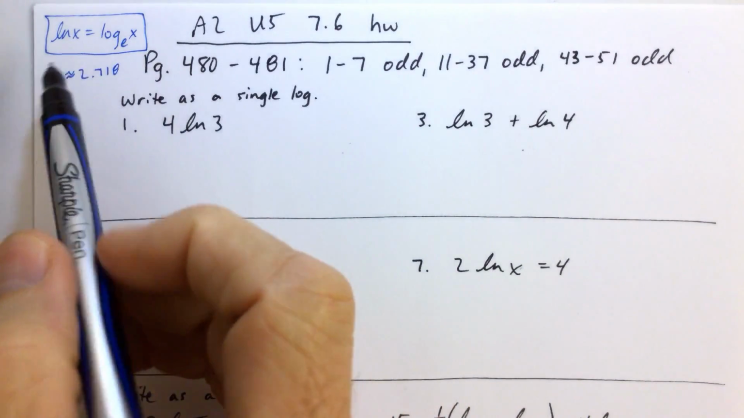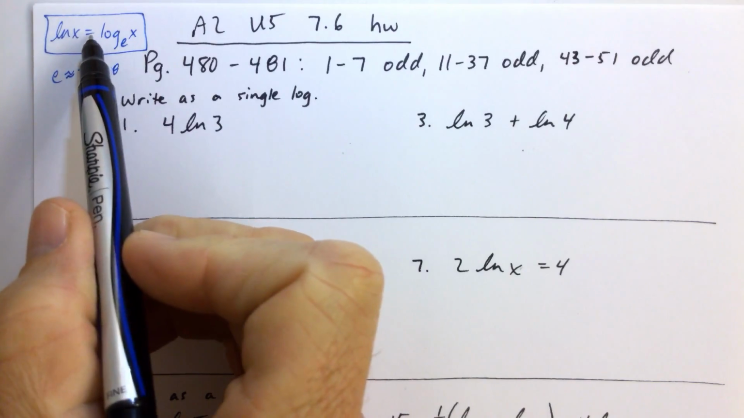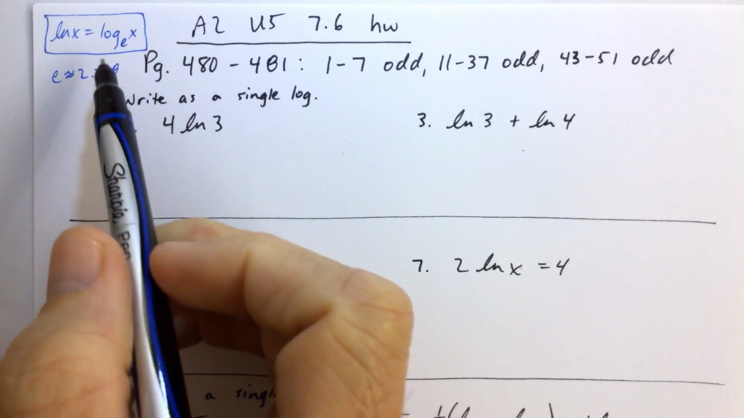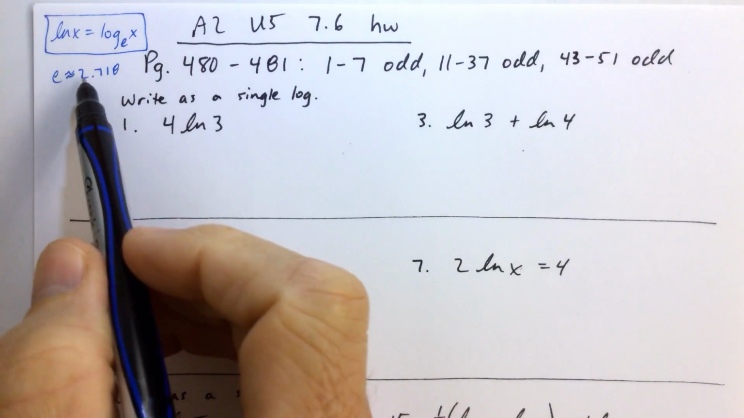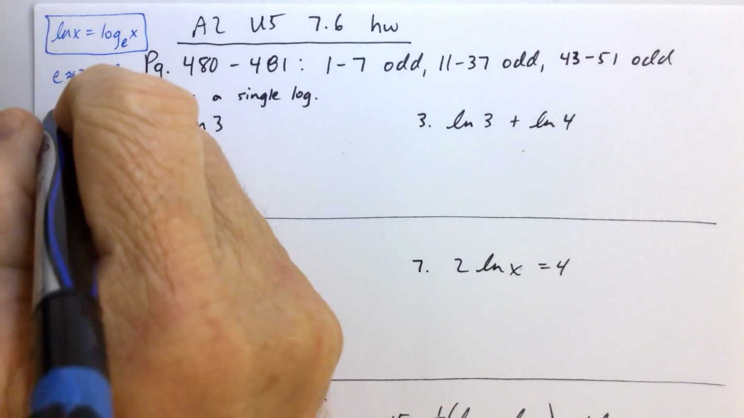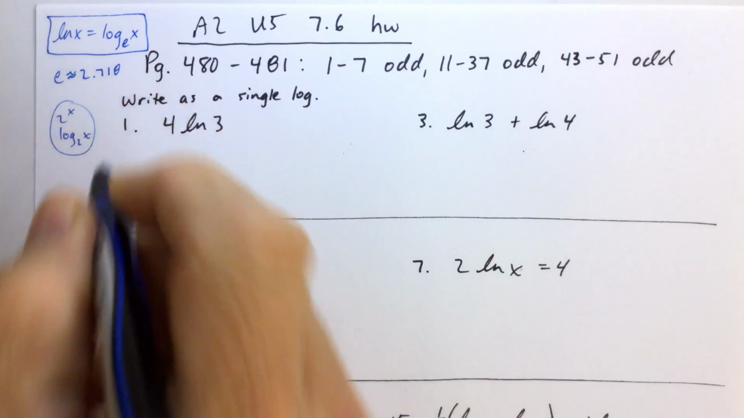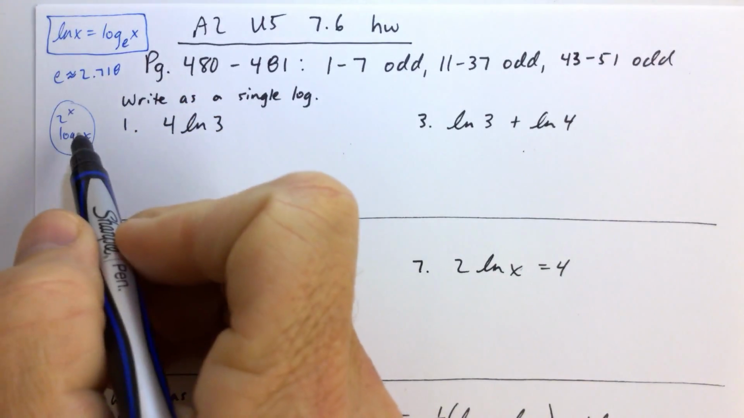One thing to keep in mind before we get started here is that when we see ln of x, that's just the same thing as writing log base e of x. Ln of x is called a natural log of x. E is, remember, 2.718. And just like 2 to the x and log base 2 of x are inverse functions of one another, so are ln of x and e to the x.